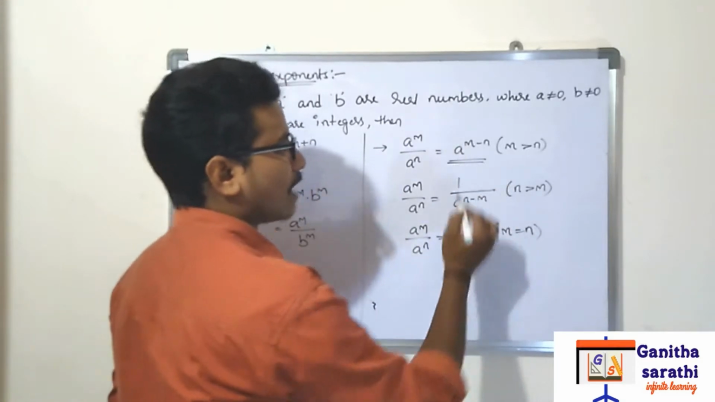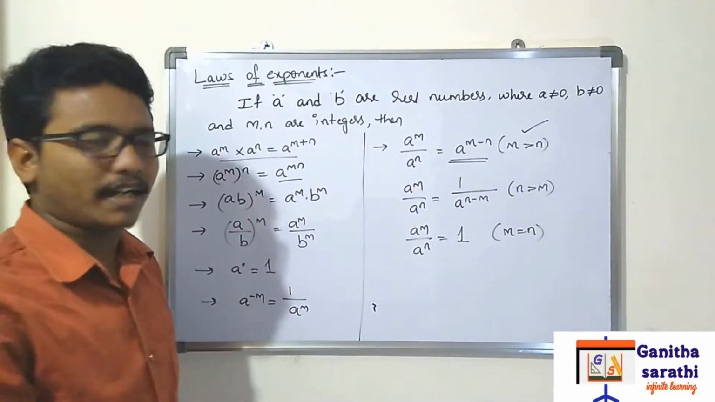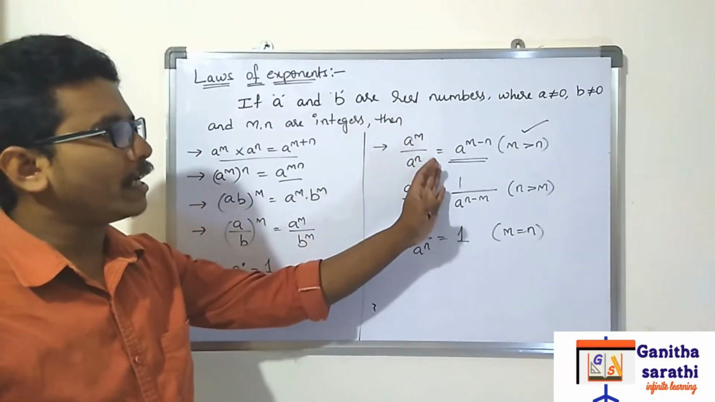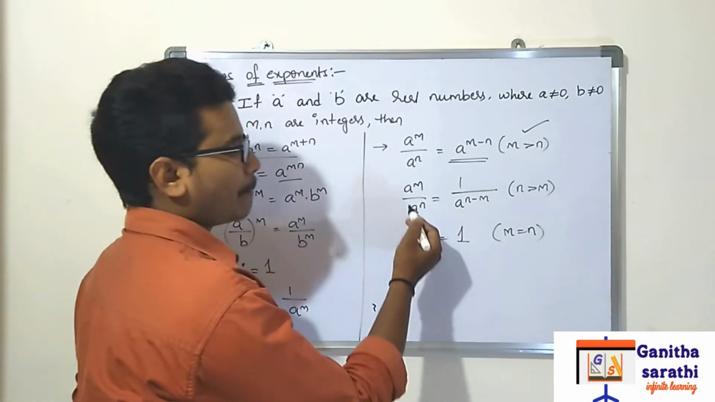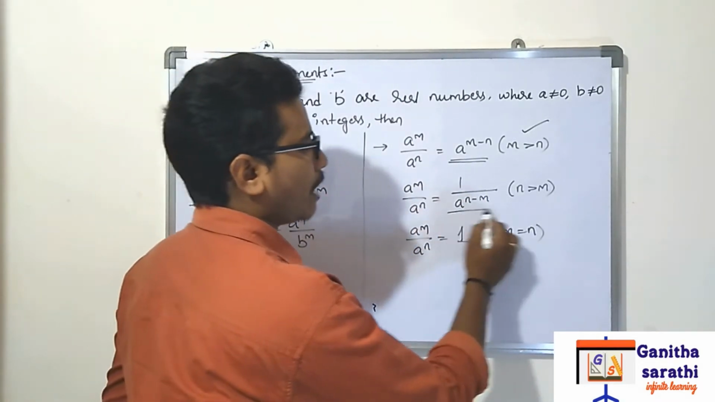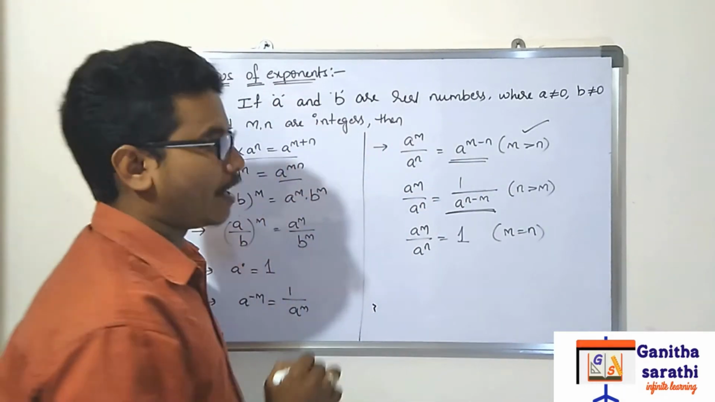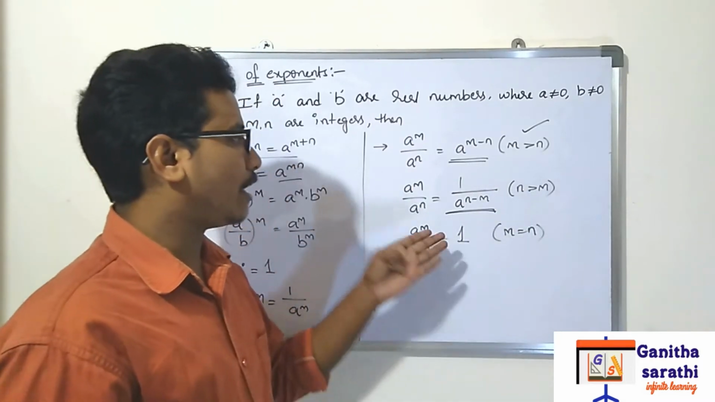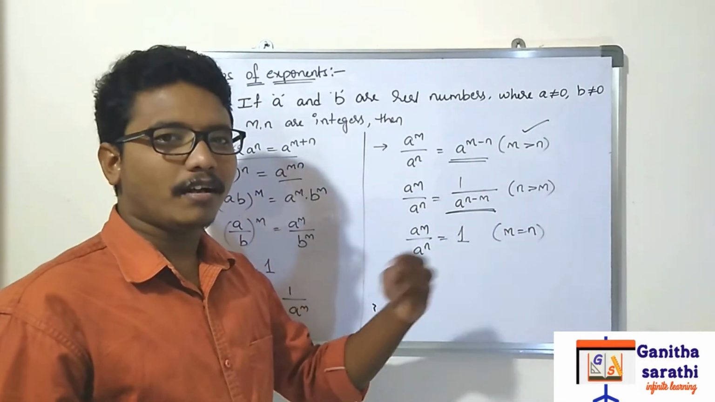When will this formula be satisfied? When m is greater than n, a power m by a power n is equal to a power m minus n. If n is greater than m, then a power m by a power n is equal to 1 by a power n minus m.